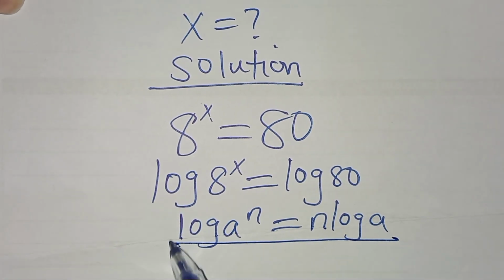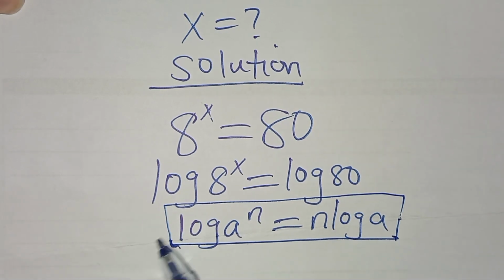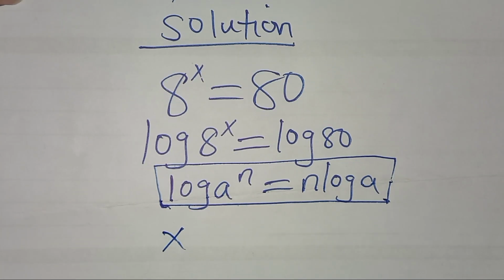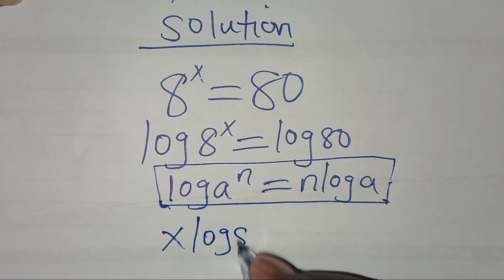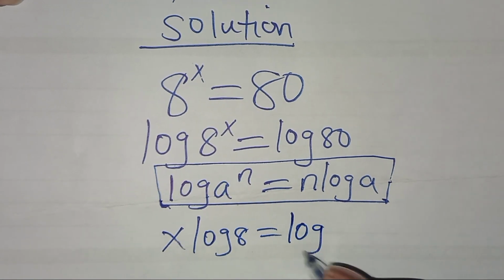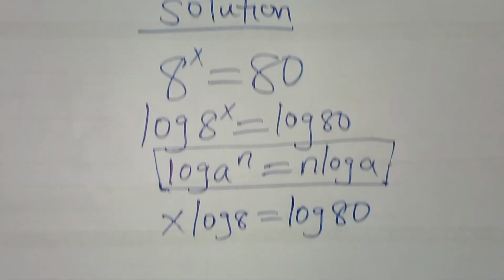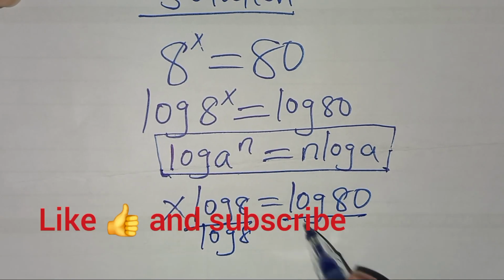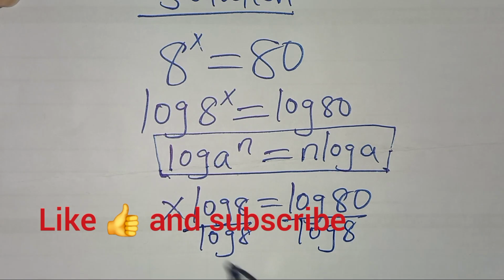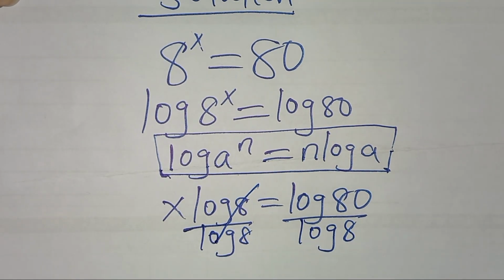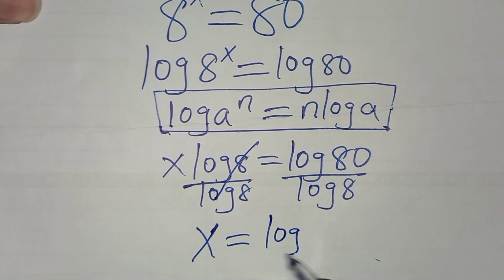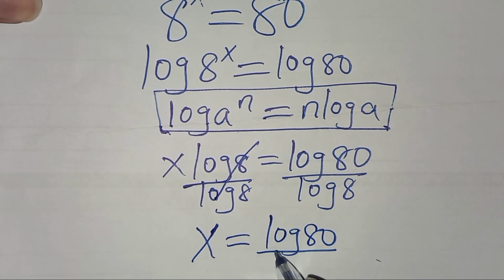Applying this power rule property of logarithm, then we can express log 8 to the power x as x log 8. This is equal to log 80. So let's divide both sides by log 8. Now, let's simplify here. So that now here, x is equal to log 80 divided by log 8.